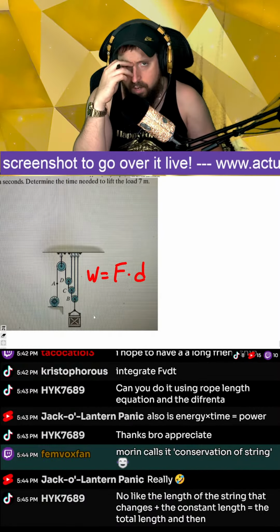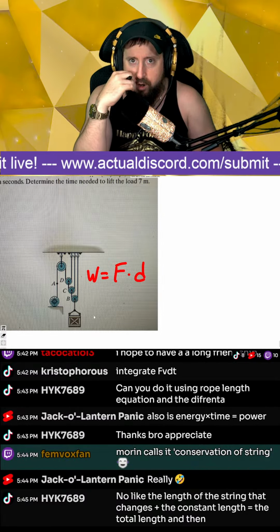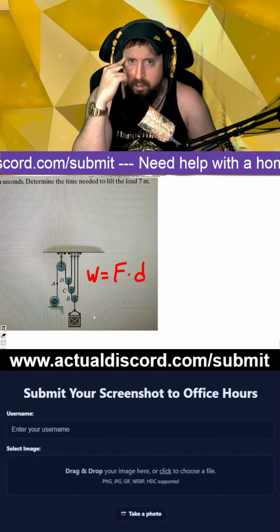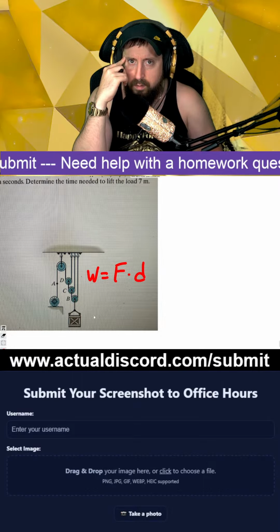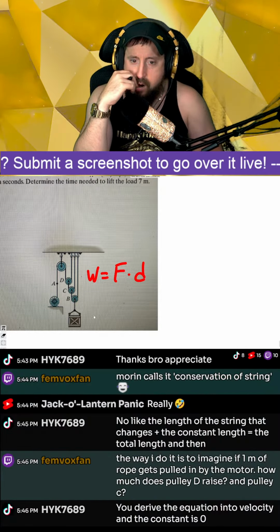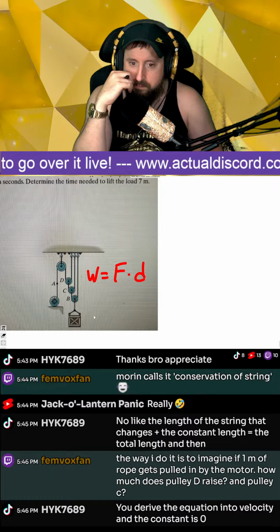Okay, wait, he says the length of the string that changes plus the constant length equals the total length. You differentiate the equation into velocity and the constant is 0. Okay.